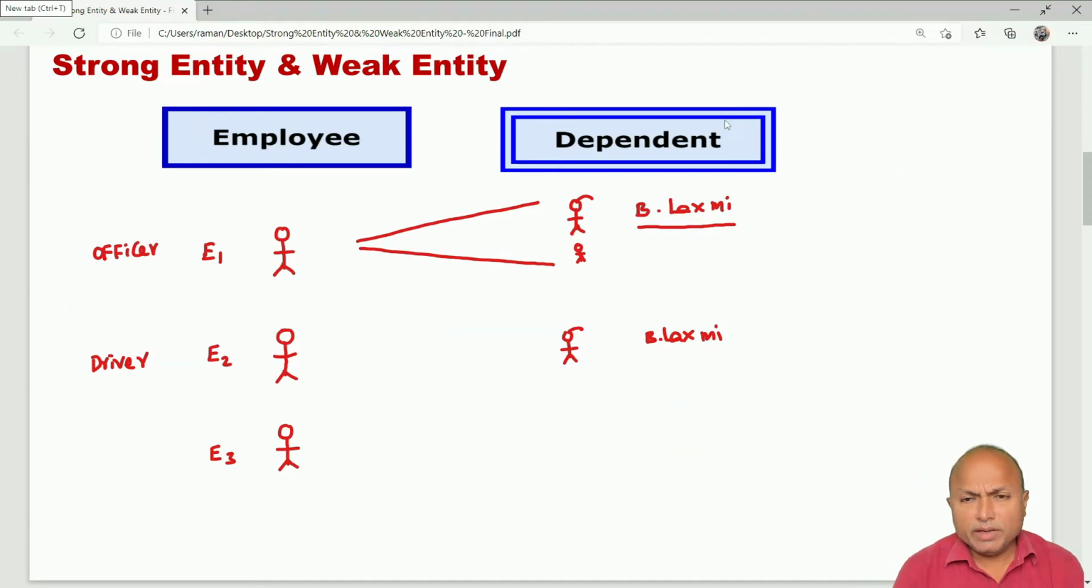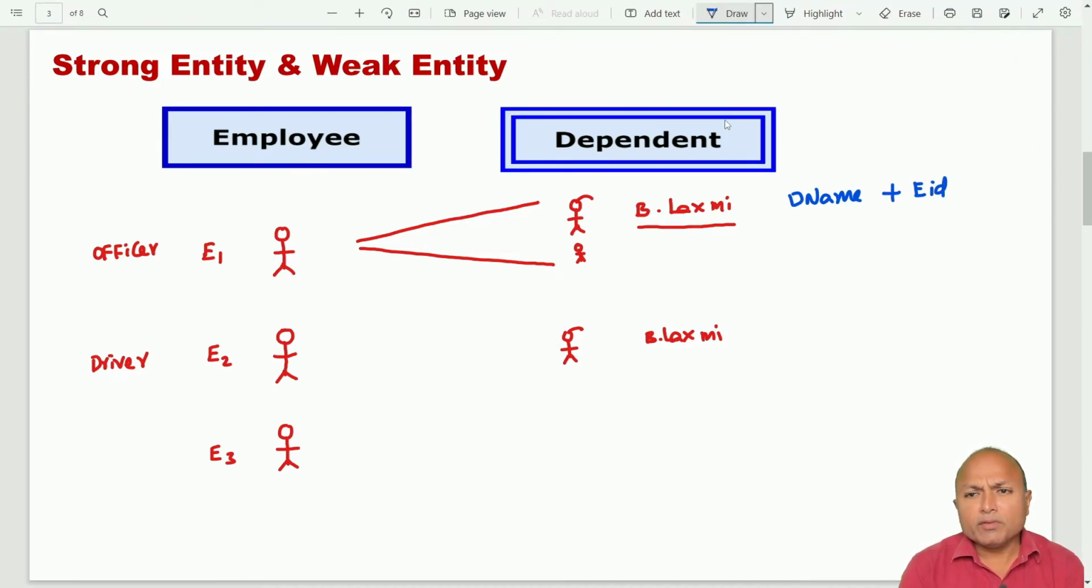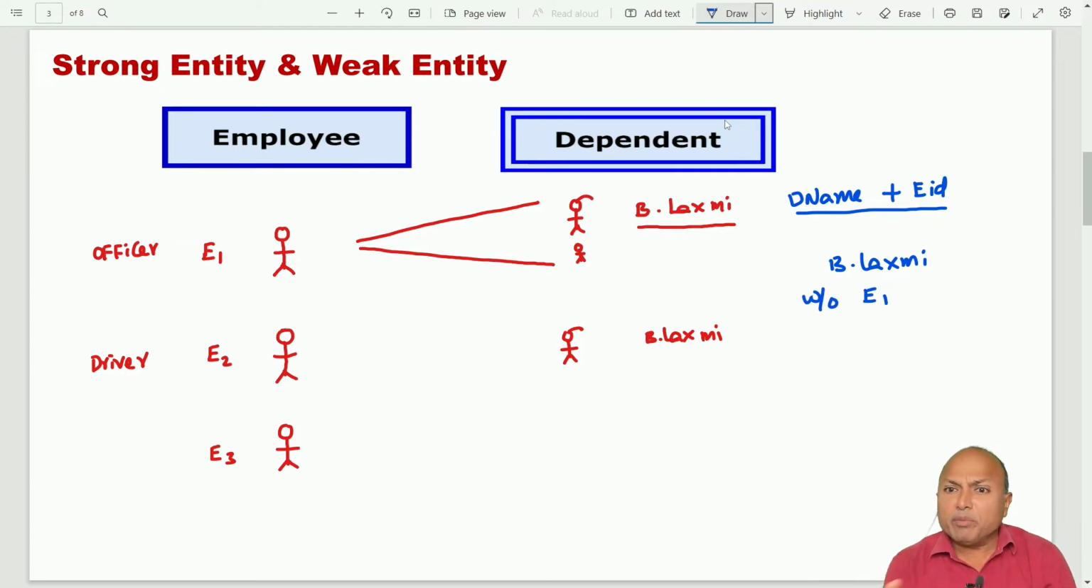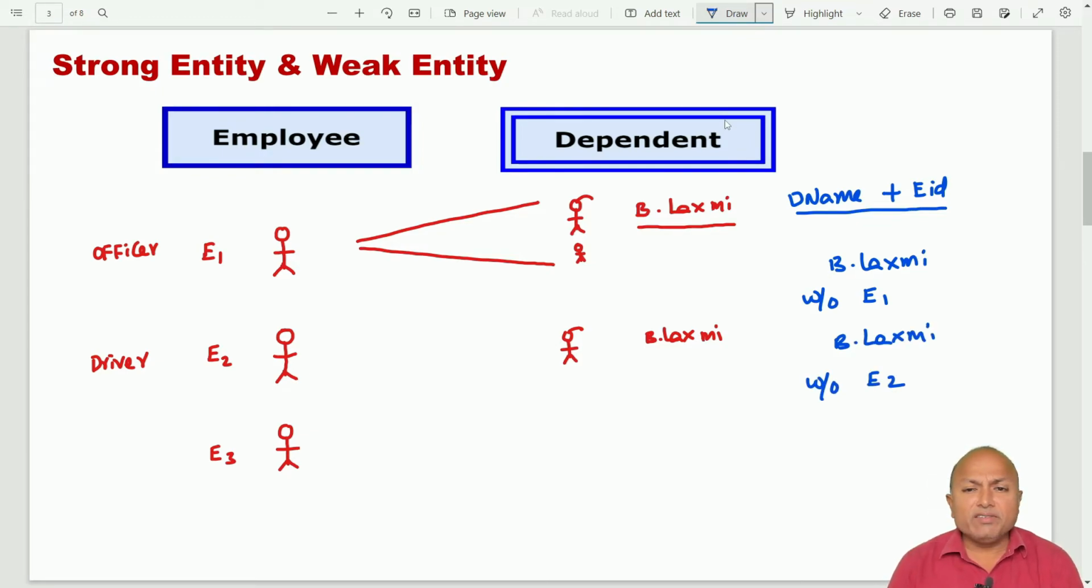dependents uniquely. See, just now we observed that a dependent is uniquely identified by adding the employee ID, that is the primary key in the employee table, or employee entity. That means if you add dependent name and employee ID, these two combined serve as the primary key for the dependent table. For example, you can consider B Lakshmi, wife of E1. Then you can easily recognize B Lakshmi after adding her husband's details. In another example, B Lakshmi, wife of E2. Then also you can easily recognize who this dependent is.